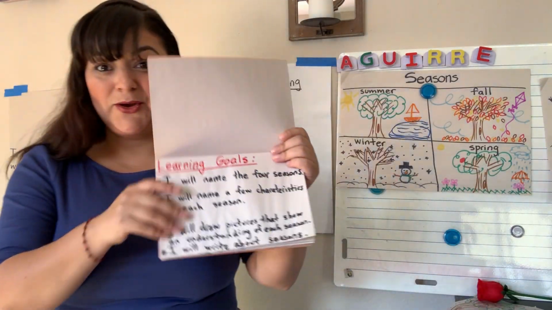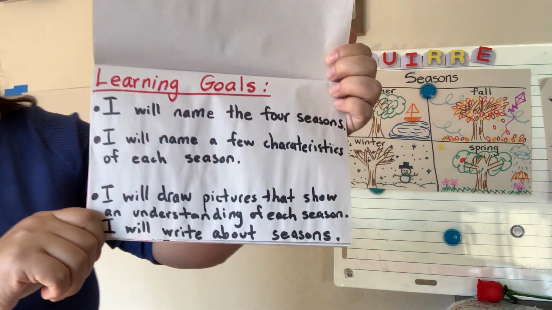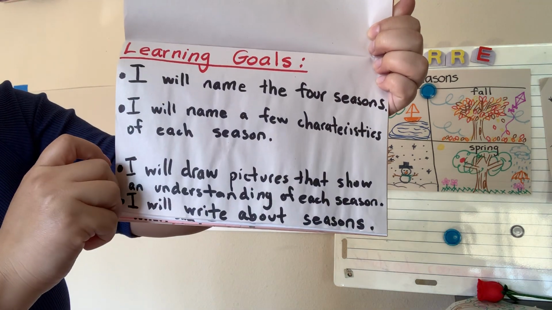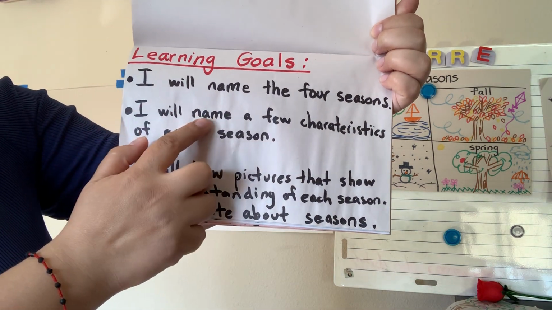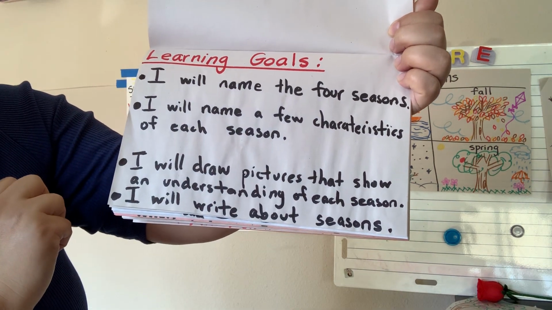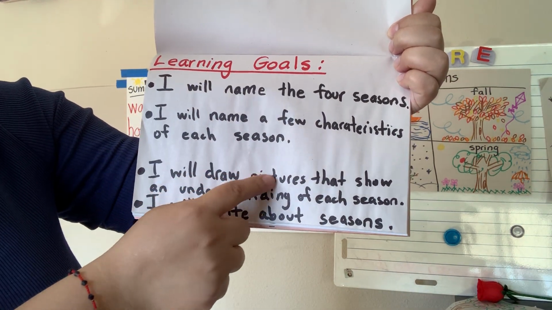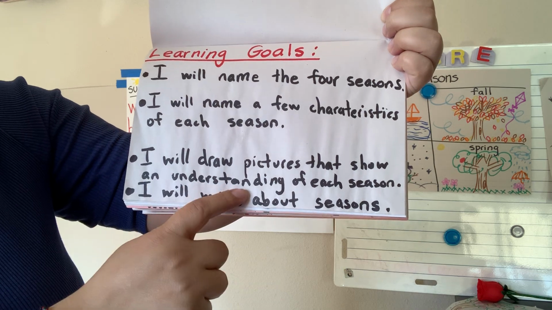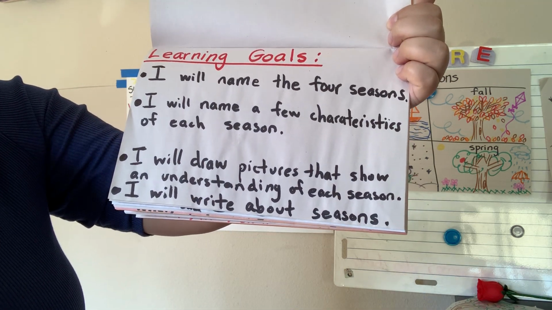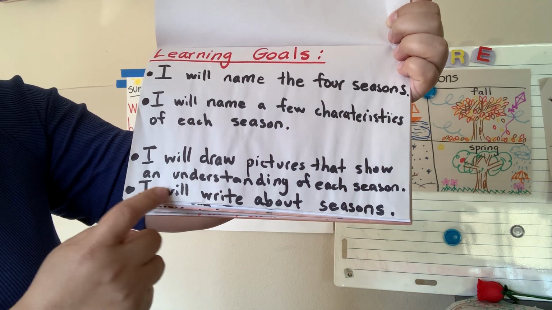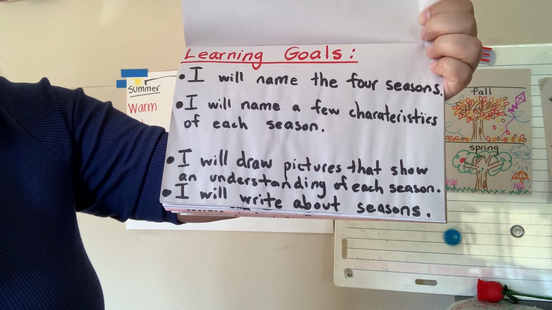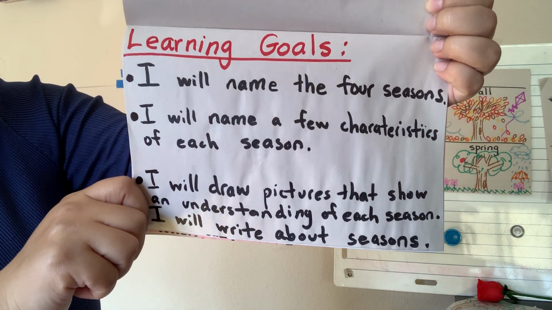So here are our learning goals for today. I will name the 4 seasons. I will name a few characteristics of each season. I will draw pictures that show an understanding of each season. And today we're focusing on spring. I will write about the spring season.